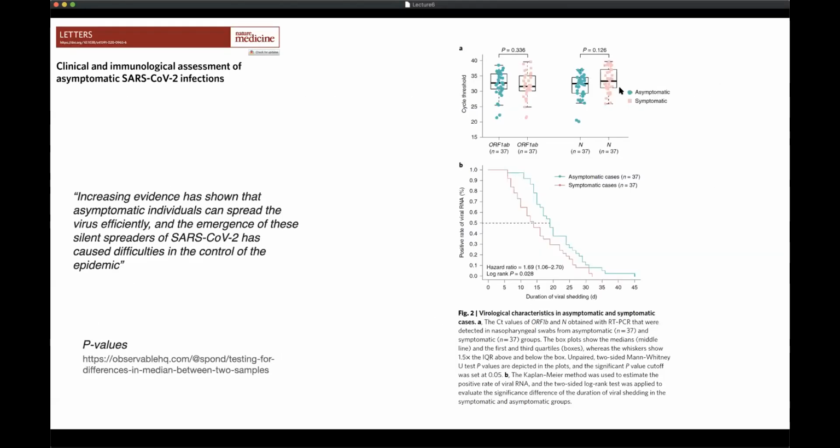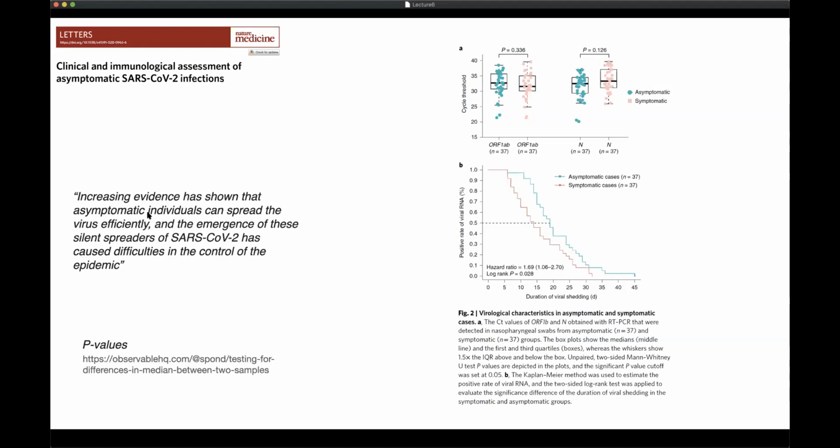So where do you get this claim, for instance, about clinical versus asymptomatic patients? There was this one paper cited by this review. It was in Nature Medicine, Clinical and Immunological Assessment of Asymptomatic SARS-CoV-2 Infections. So notice they specifically wanted to compare and contrast the differences between symptomatic and asymptomatic as far as viral dynamics go. The take-home message of this paper is quoted here.